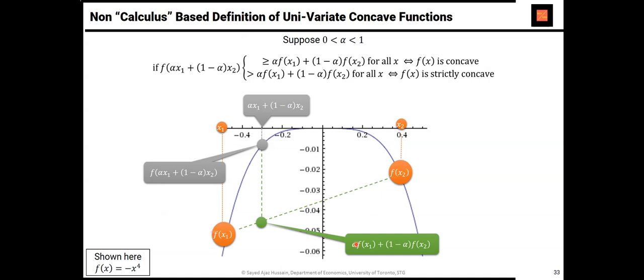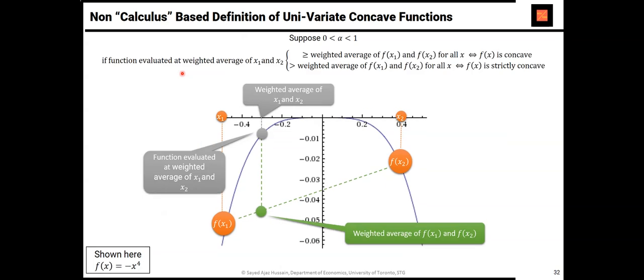Now take a weighted average of these 2 points, put alpha weight on f of x1, put 1 minus alpha weight on f of x2. Now notice what the definitions say. It's easy to read on the previous slide: if the function evaluated at the weighted average of x1, x2, the gray dot, is always bigger than or equal to the weighted average of f of x1, f of x2, the green dot, that function is concave, and also the other way around. And if the gray dot is always strictly bigger than the green dot, then that function is strictly concave, and vice versa.